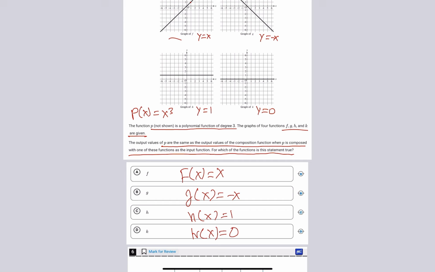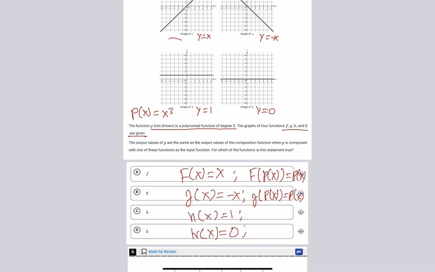So plugging in p of x, let's say the first one, if I plug in p of x into f of x, this should be equal to p of x. If I plug in p of x into g of x, this should also be equal to p of x. Now your question might be, why is that the case? Because let's read this one more time.